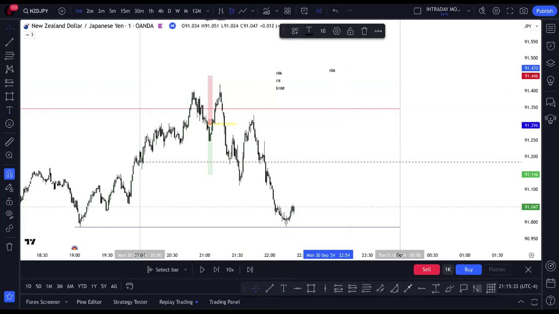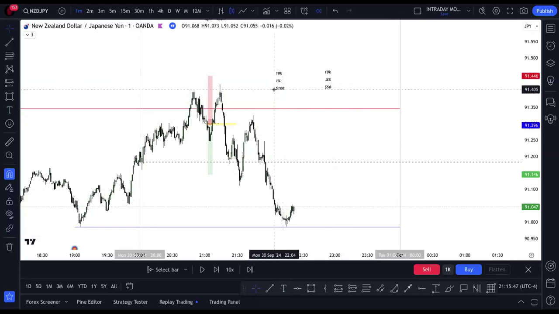So you want to risk half of that. You want to risk 0.5. You want to just risk $50. You win this trade, you won $50. You lose a trade, you lost $50. You can live with this. You can live with losing $100. You can live with losing $50.